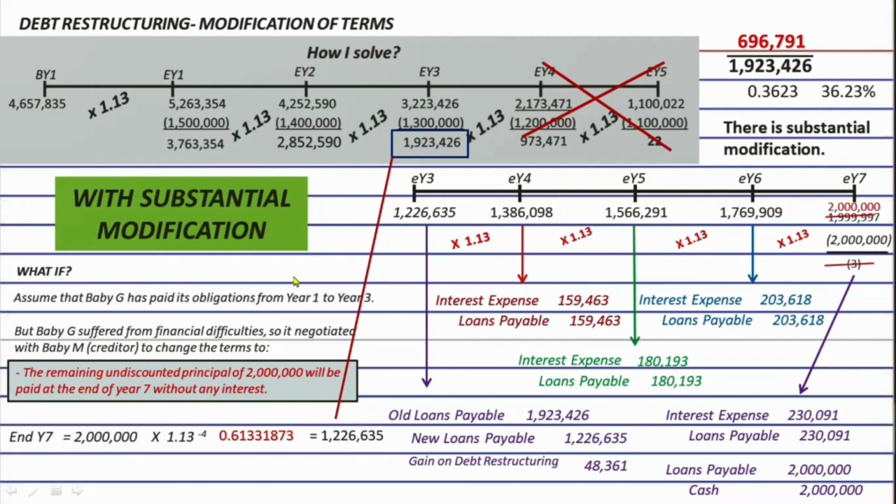So in the next video, we're going to talk about asset swap, equity swap, and the forgiving of debts by the creditors, and the possible questions on accounting for debt restructuring.